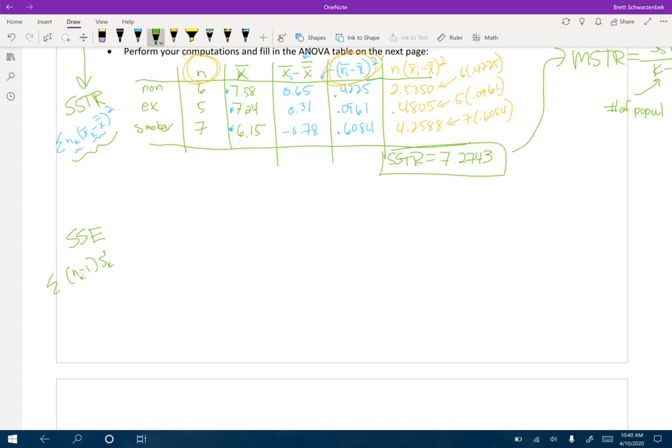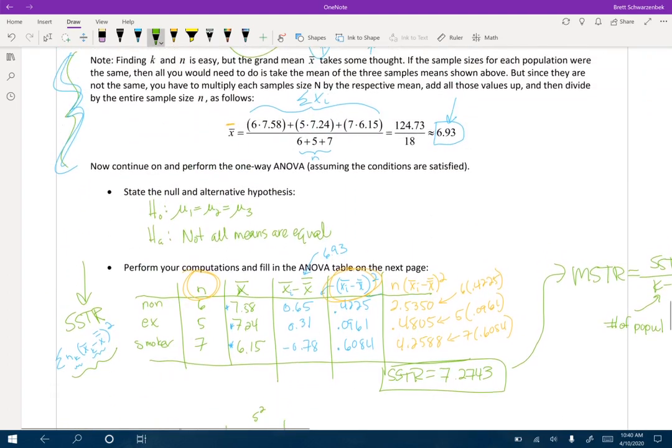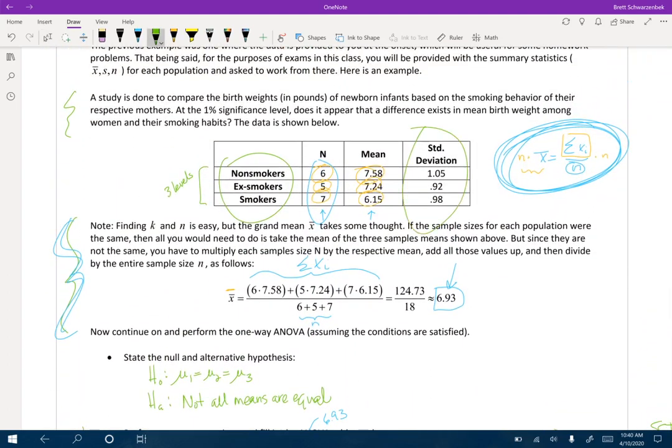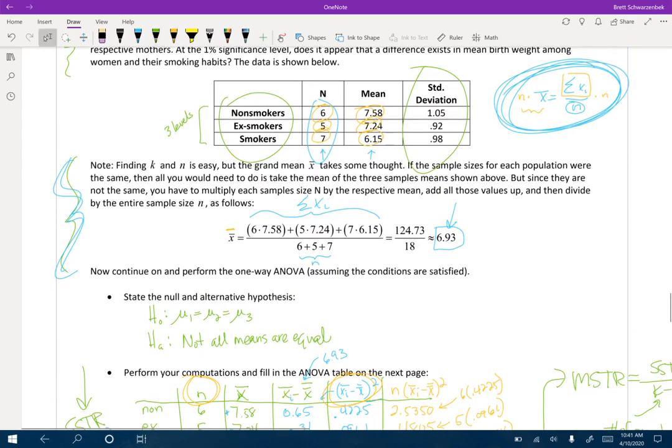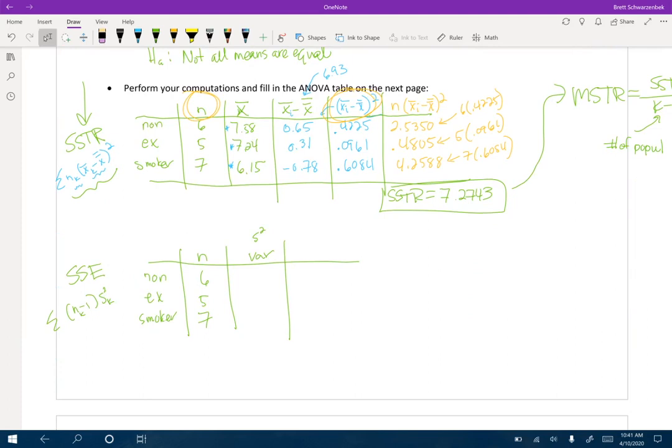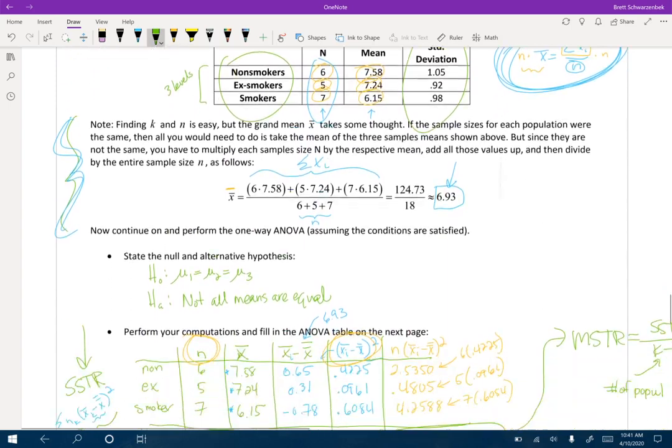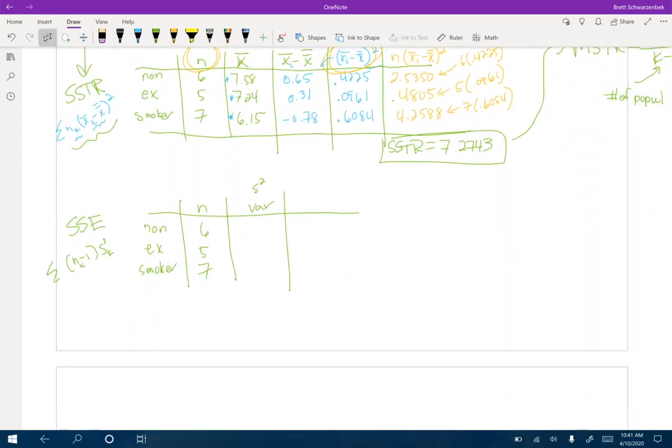So what do we do? We create another table of non-smoker. Okay, there we go. So what do we need? We need an n. We already know that: 6, 5, and 7. We also need a variance, so that's s squared. Well, we're kind of lucky in this problem, look at what we're given. We're given the standard deviation, and everybody should know that all we have to do is square the standard deviation to get the resulting value. So the first value is, again, 1.05. So when you square 1.05, you get 1.1025.